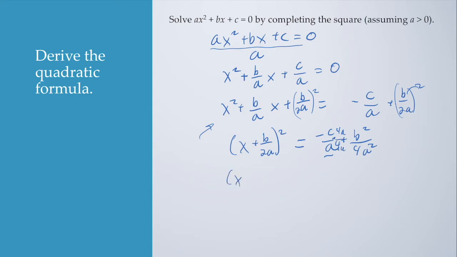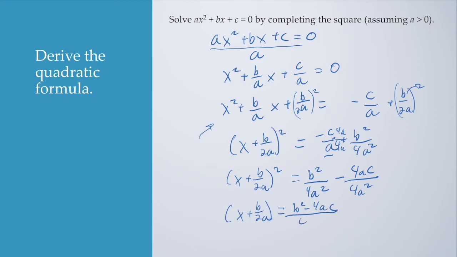So I have x plus b over 2a, squared, is b squared, let's just move this one to the front, over 4a squared minus 4ac all over 4a squared. So we're kind of starting to see some of the pieces that we've seen before. So I have x plus b over 2a, squared, equals b squared minus 4ac all over 4a squared.